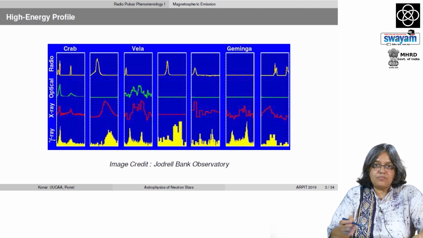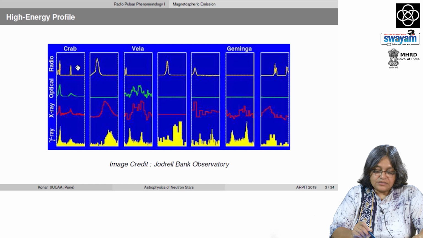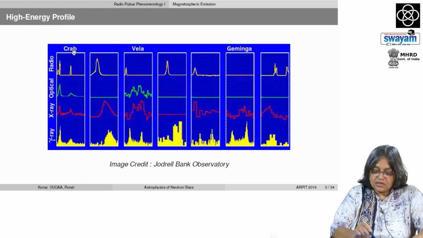bands. For example, here are some profiles of various known pulsars in different energy bands. The top one is radio, then the second one is optical, then X-ray and then gamma ray, and there are some very well known pulsars, namely Crab, Vela, Geminga, and you will see that the pulse shapes change significantly from radio to optical to X-ray and to gamma ray.